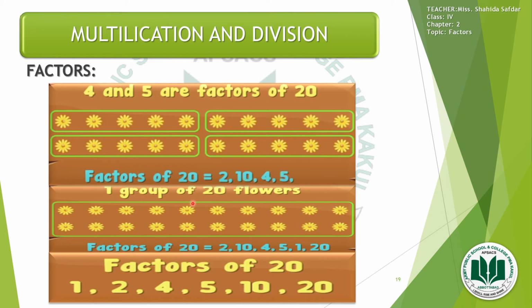Next, we can make 1 group of 20 flowers. So no flower is left behind. Here we can say factors of 20 are 2, 10, 4, 5, 1, 20. So factors of 20 are 1, 2, 4, 5, 10, 20.